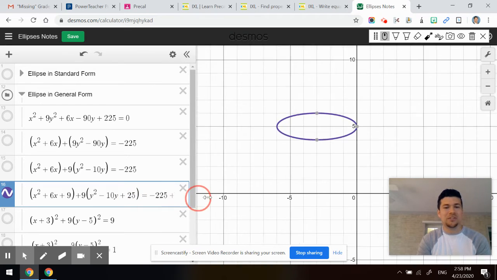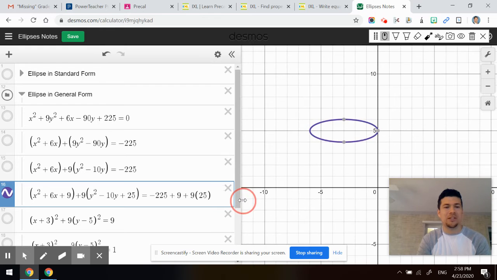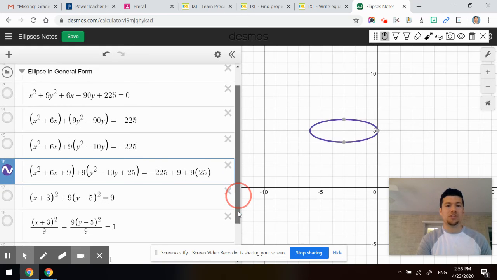And then what I do is I balance it over to the right side. So I need to make sure I add 9. Instead of subtracting 9 on the left side, I'm going to add 9 to the right side. I want all my single numbers on the right side. So I'm going to add 9 to the right side. And then instead of adding 25 to the right side, I'm going to add 9 times 25 because there is a 9 outside of those parentheses. Okay, so far so good.